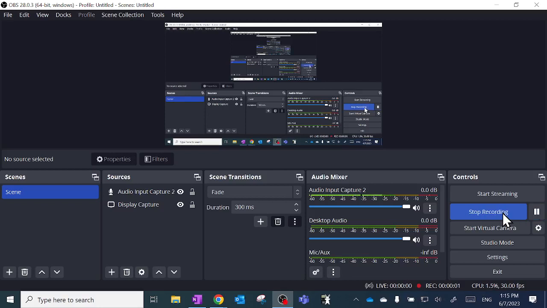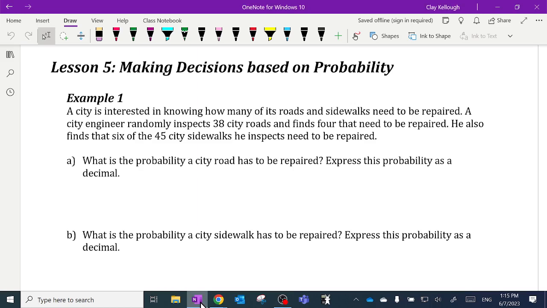We are recording. This is the fifth and last lesson in the grade 12 probability unit in Essential Math. It's pretty much the same idea as the last section, only with more real-world type examples.